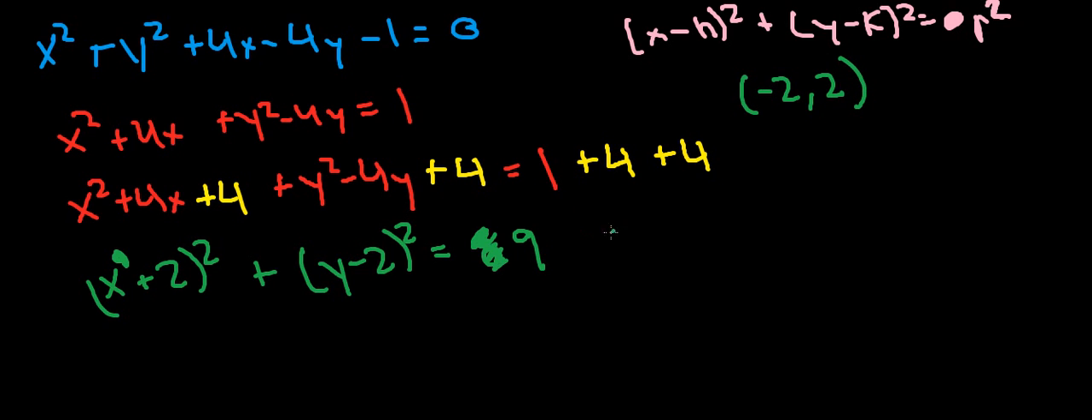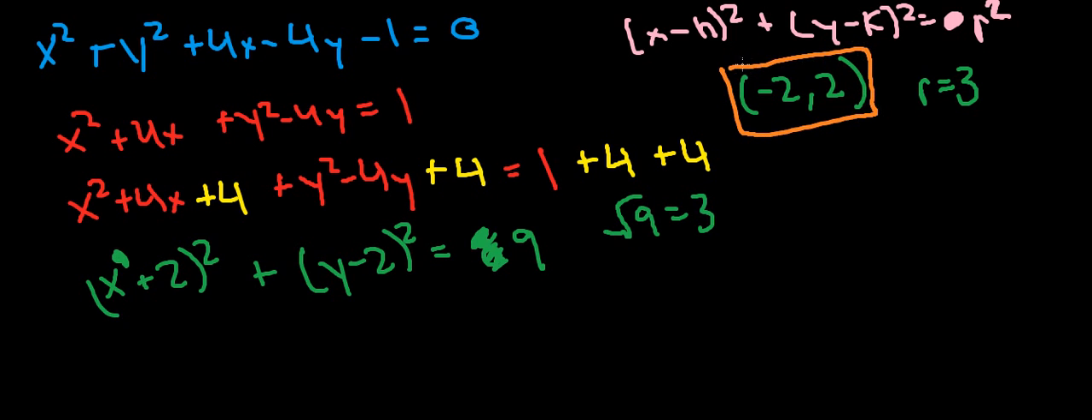So our radius is going to be 9, that's r squared. So the square root of 9 is 3. So our radius is equal to 3. So there's 2 bits of information here: here's the center, here's the radius.